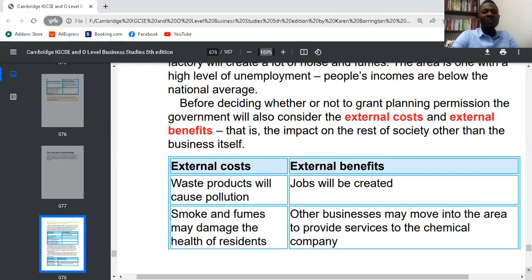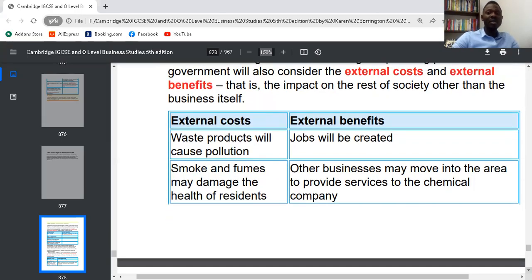So why would government consider this? Because this is the responsibility of the government to take care of the society. So they will think about the external cost. Based on the analysis, waste products will cause pollution. That's an external cost. Smoke and fumes that will be a result of that factory being there will cause damage to the health, pollution to the residents.